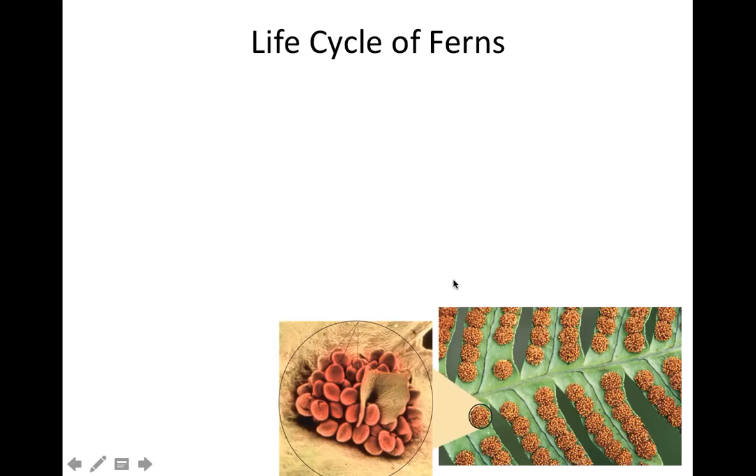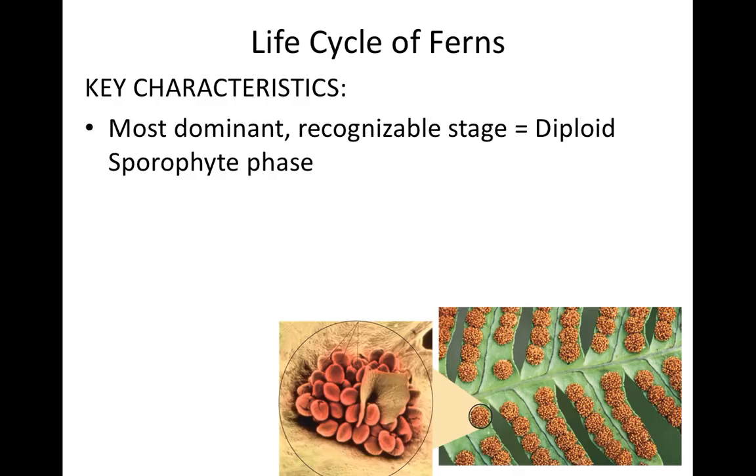Okay, so before we look at the life cycle, there's a few unique things that we see in terms of specialized structures for reproduction with ferns. If you think back to yesterday's notes, mosses have their most dominant recognizable stage as gametophytes. That's the main thing that you see when you look at moss. But for ferns, the most dominant recognizable stage is actually the diploid sporophyte phase.